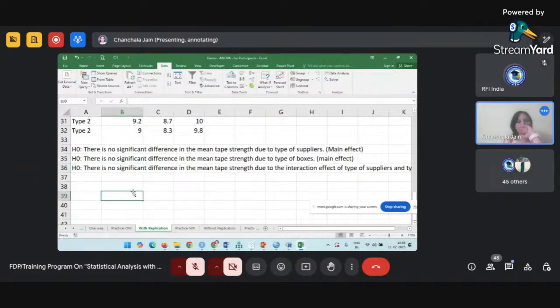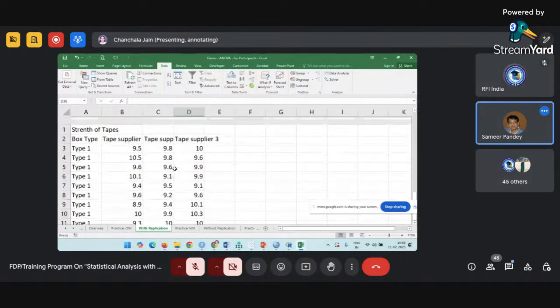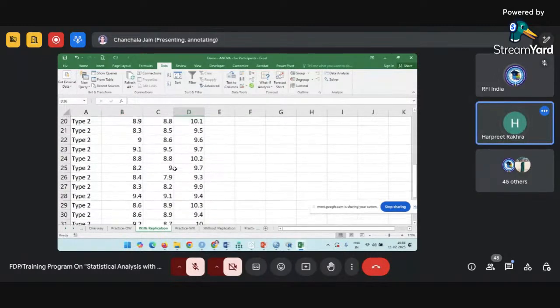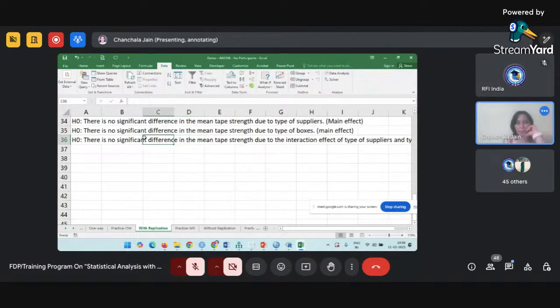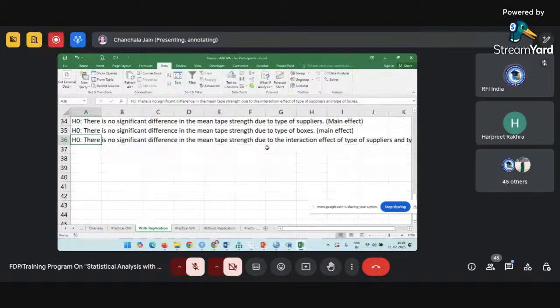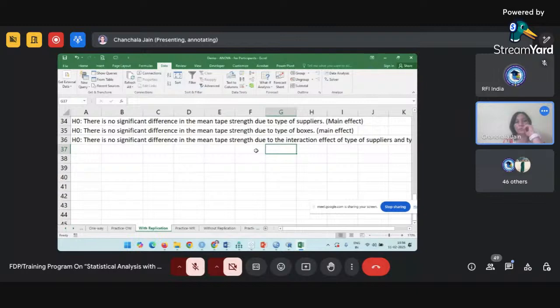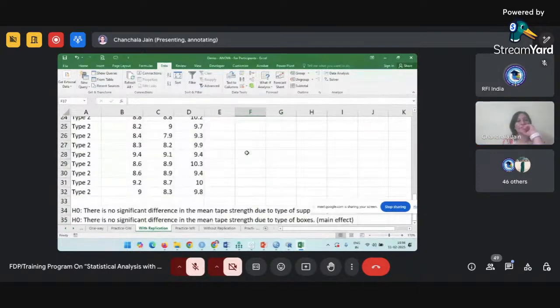Shall I proceed? Ma'am, can you repeat the third once again, please? Yeah. I said interaction effect, meaning I am considering both the things together. Here I want to see, when I am taking a tape from a particular supplier and from that supplier I am picking the tape from the first box, when I'm combining both the things, whether there is any difference coming in the strength or not. Due to both independent variables combined, I want to see their impact on the dependent variable. All right. Thank you.